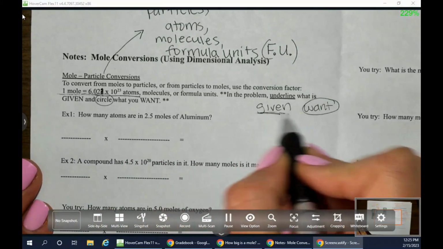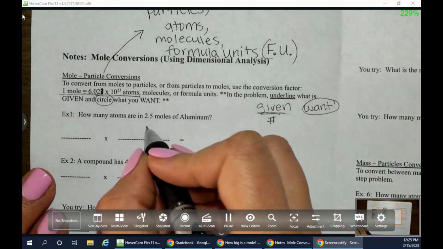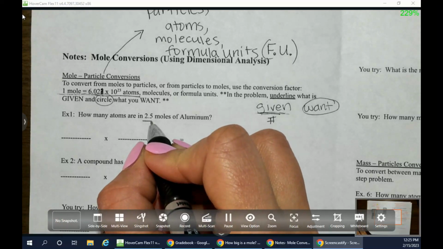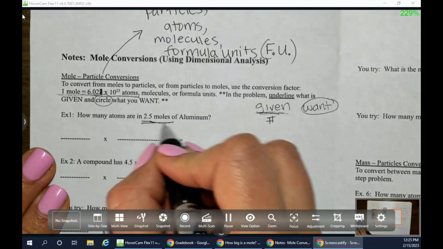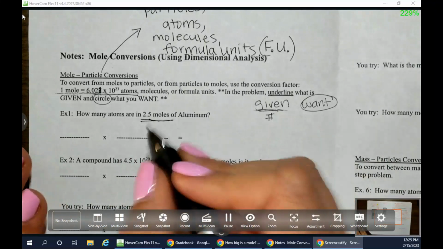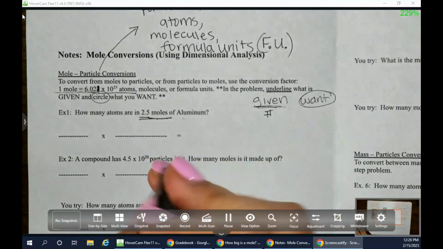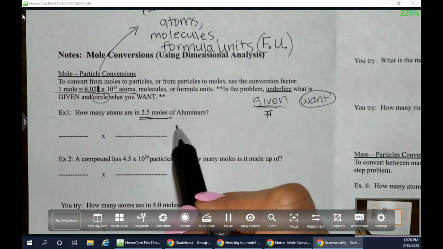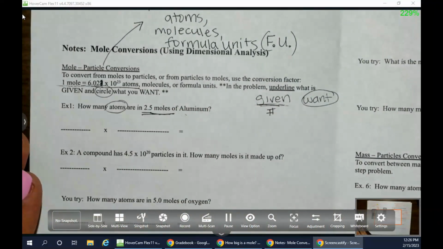The given is usually the number, so we're going to say 2.5. But we've been seeing in our dimensional analysis warm-ups, it's not enough to just have a bunch of numbers. Underline that word with it: 2.5 moles. In a future chapter, we're also going to have to add in the aluminum, so you might start getting in the habit of that. But for now, let's just do the moles. Atoms is what we are solving for, so go ahead and circle that.